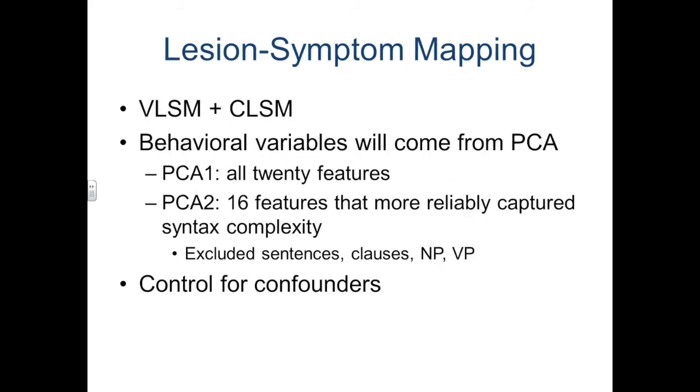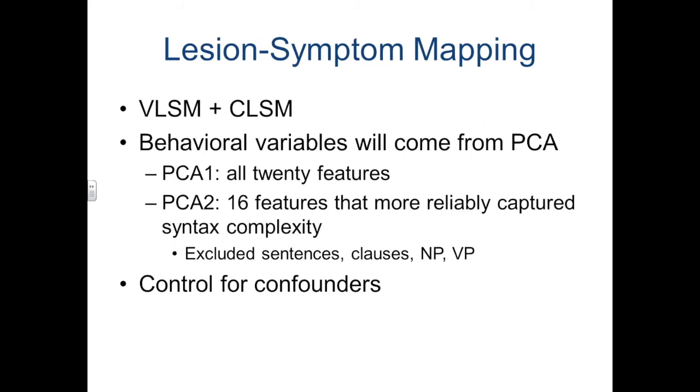All right, so taking it all together, we are doing voxel-based lesion-symptom mapping and connectome-based lesion-symptom mapping on these 20 behavioral variables, which are somehow a reflection of syntactic complexity or structure complexity during speech production. Now, it's a lot easier to try and reduce this dimension that we're trying to capture, which is really syntax or elements of syntax during speech production. And so what we did is we applied principal component analysis on these 20 structures. The first principal component analysis that we did was on all 20 features.